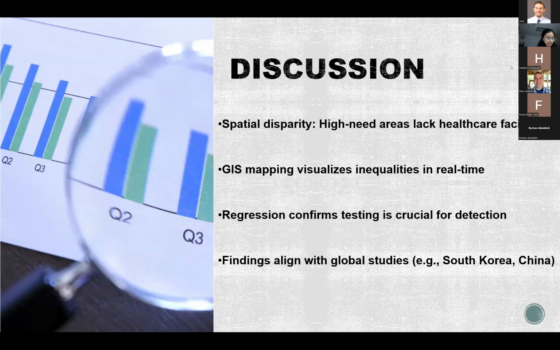So then the discussion. The spatial disparity: many needy areas lacked hospitals and clinics, and there was testing inequality. Richer wards had more testing, leading to a faster response. Statistical strength: the regression showed that expanded testing equals more accurate case detection. Global relevance: this matches patterns in countries like South Korea, which use GIS dashboards to plan resources dynamically.